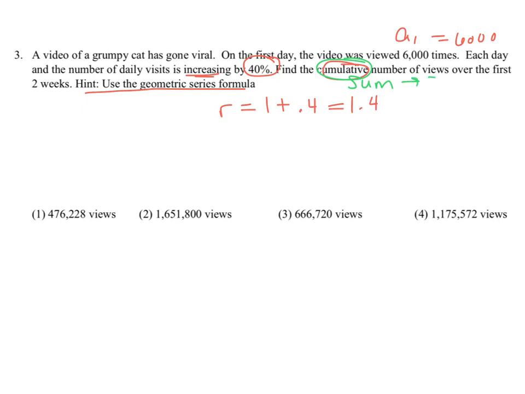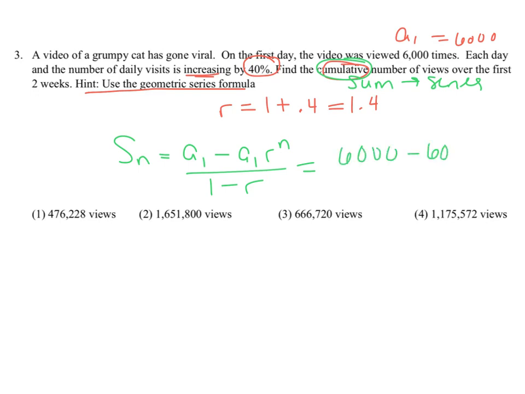Remember, sum means series. So I'm going to take the reference sheet formula that refers to geometric series and just plug it in. So A1 is 6,000 times 1 minus 1.4 to the n, all over 1 minus 1.4. Now I'm just going to put in the n. This is 2 weeks, but we're talking about days, so my n is actually 14. And if you type that all into your calculator using alpha y equals, you actually end up getting the choice of 2.